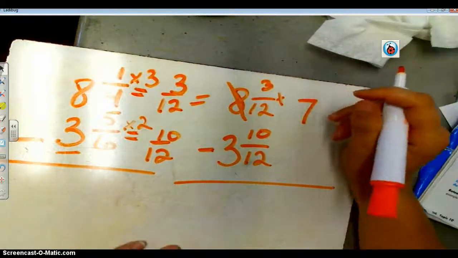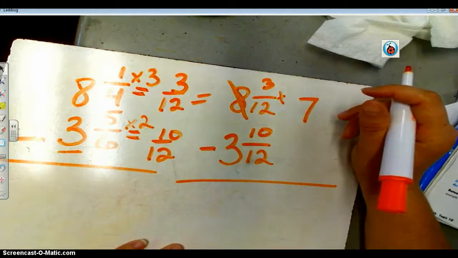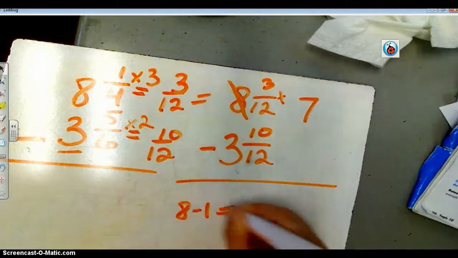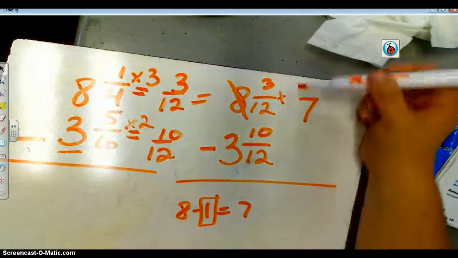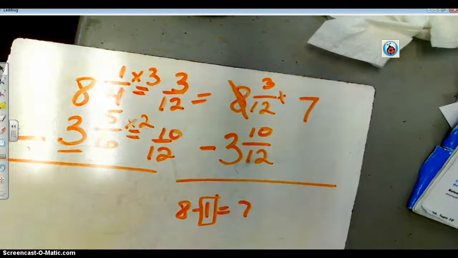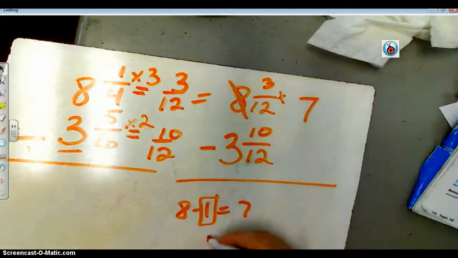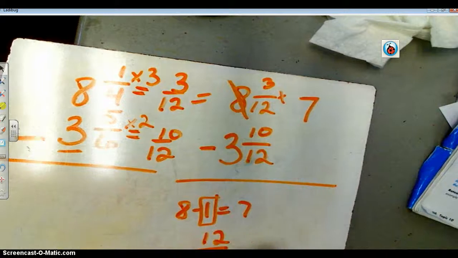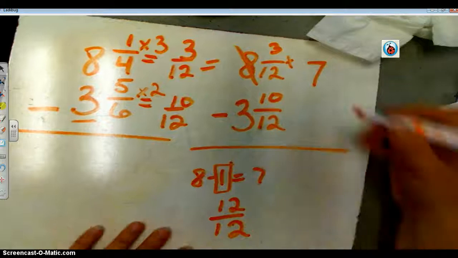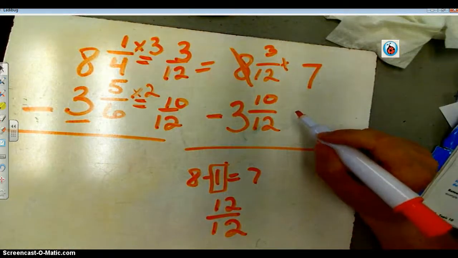Put your boards down and listen. Everyone eyes up here. When I'm taking 1 away from 8 and making it 7, this 1 becomes what fraction? What's my denominator here? So, my 1 becomes the fraction 12 over 12, because my denominator is 12.